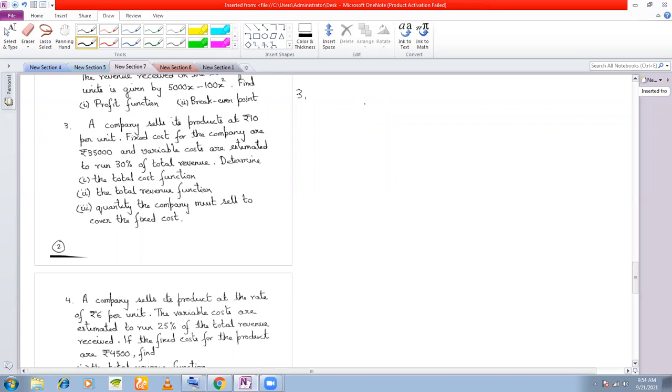A company sells this product at rupees 10 per unit. Fixed cost for the company is rupees 35,000, and the variable costs are estimated to run 30% of the total revenue. Okay. So fixed cost here is 35,000.